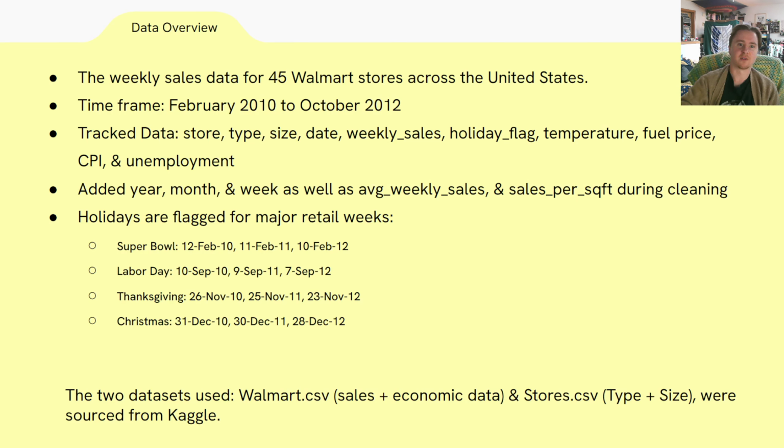So moving into a data overview, the data set contains weekly sales data from February 2010 to October 2012 for 45 Walmart stores across the US. It's not a super big data set. I believe it was just over 6,400 total rows. Not very big at all. It contained economic indicators that were temperature, fuel price, CPI, consumer price index, and unemployment. And it had 4 major holiday flags for retail weeks: Super Bowl, Labor Day, Christmas, and Thanksgiving.